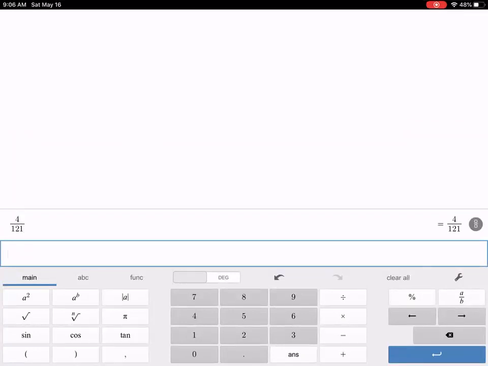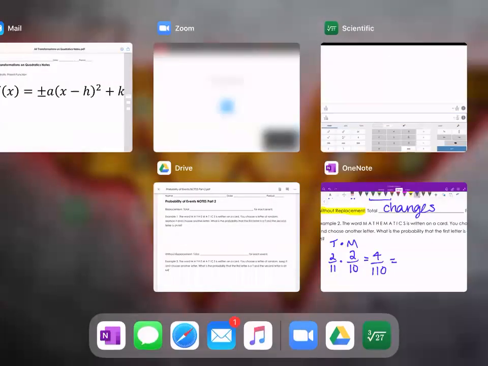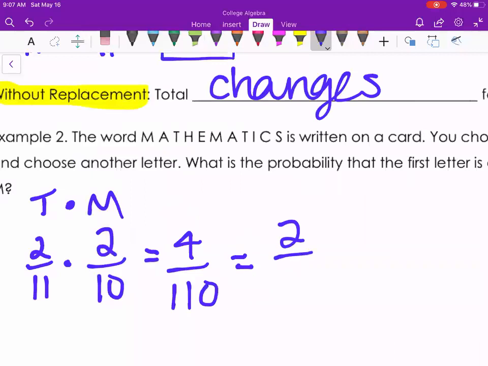This time we have 4 out of 110. Same thing, there's the decimal. I'm going to tap that double square, 2 out of 55. So there's my final answer, 2 out of 55. I've got 2 in 55 chances to get that exact order.